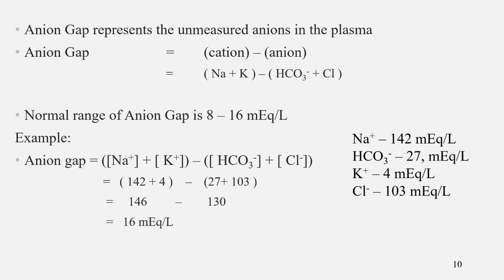For example, the sodium level is 142 plus the potassium level is 4, minus 27 is the bicarbonate level plus chloride ions is 103. Total 146 minus 130. The anion gap is 16 milliequivalents per liter. This is the normal range of anion gap.